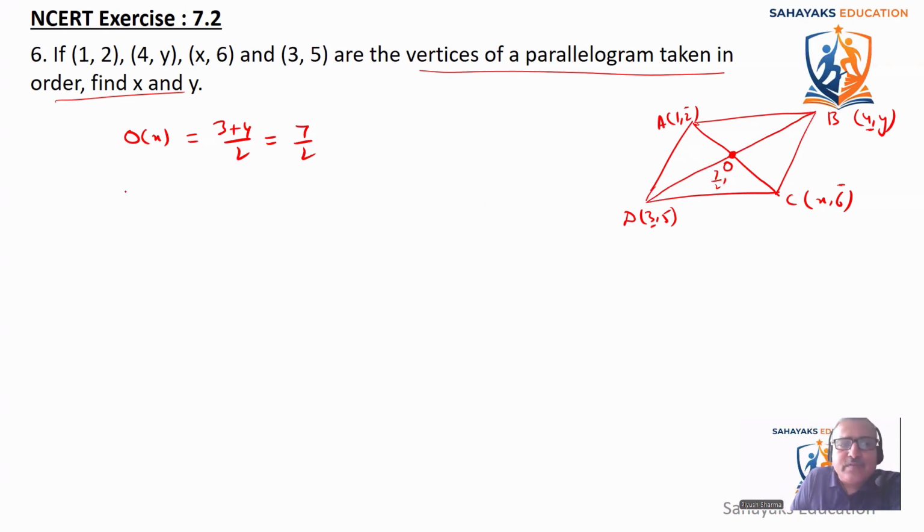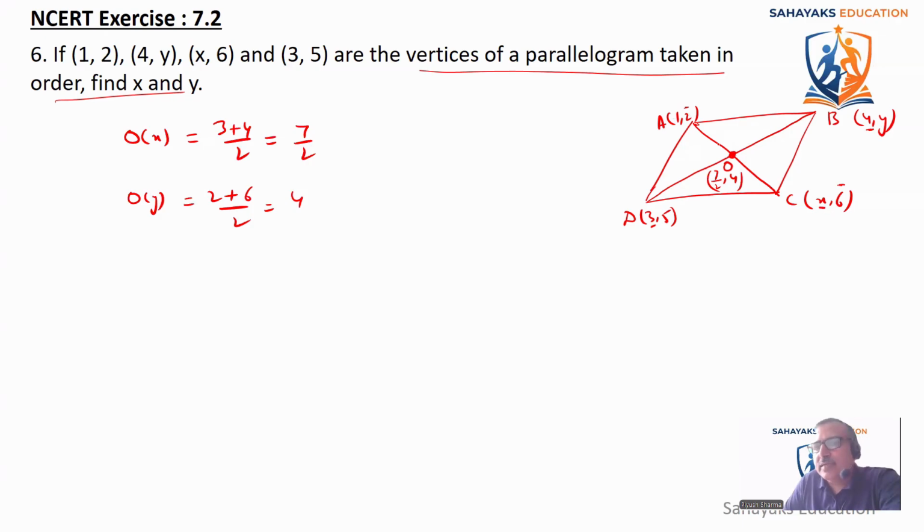And for y, I'm finding y using A and B. It is 2 plus 6 divided by 2, which comes out to be 8/2, which is 4. So this point is 7/2, 4. This is it. Now we have to find the value of x here.